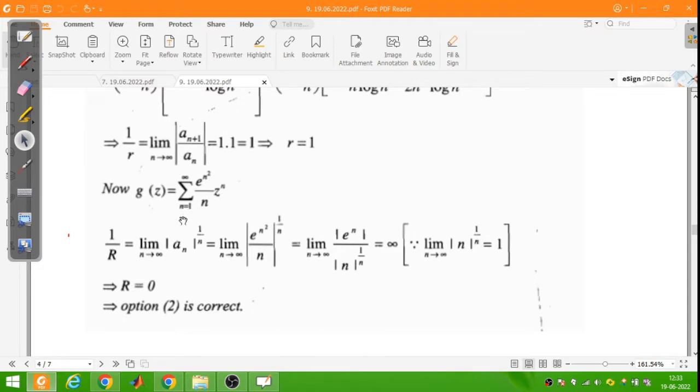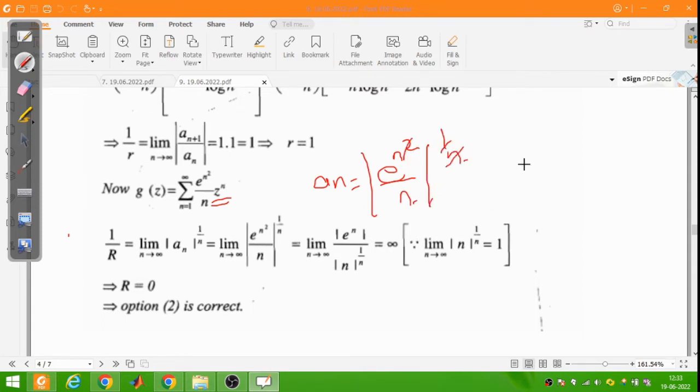Next, the second power series. This is also in z power n, so directly we can take a_n. Before that, you have to check that your given series is z power n, and check all the terms. So a_n equals n squared by n, I mean e power n squared. Now applying the root formula, 1 by n, here the n power will be cancelled. So e power n divided by n, and in the denominator also 1 by n is there.